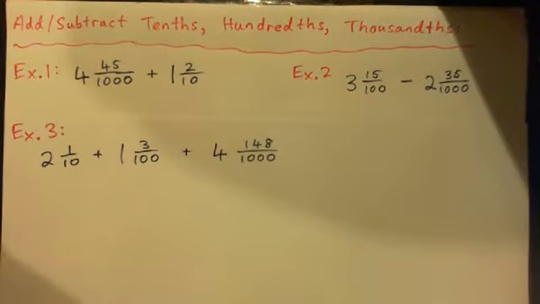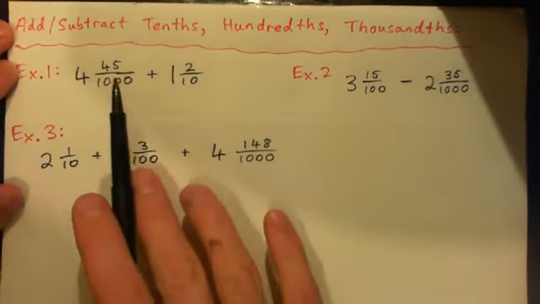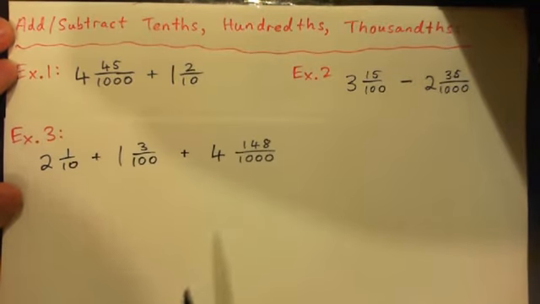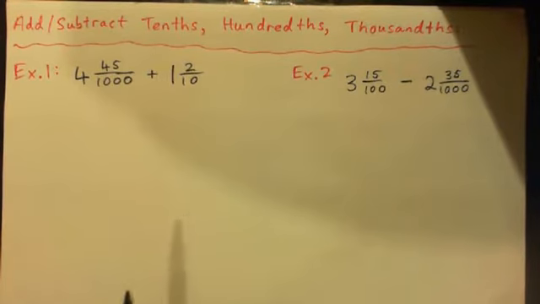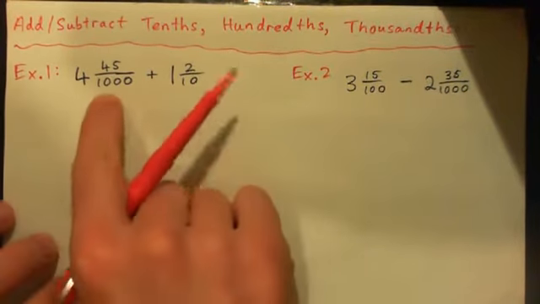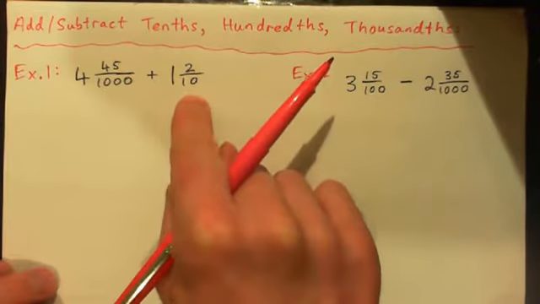In this video we're going to add or subtract tenths, hundredths and thousandths, or basically mixed numbers that have tenths, hundredths and thousandths in them. Okay, so here's example 1, 2 and 3. So we'll start with example 1, and I've got 4 and 45 thousandths plus 1 and 2 tenths.